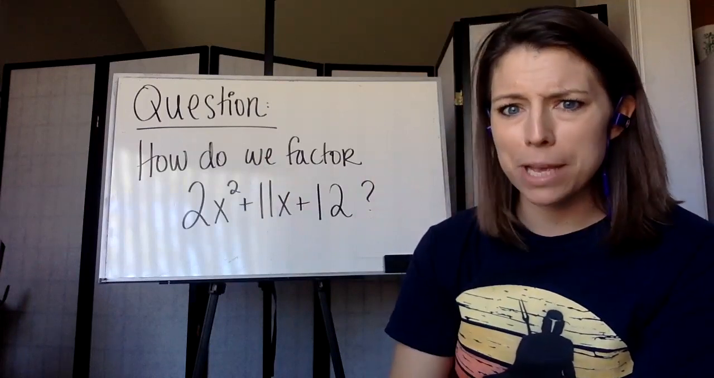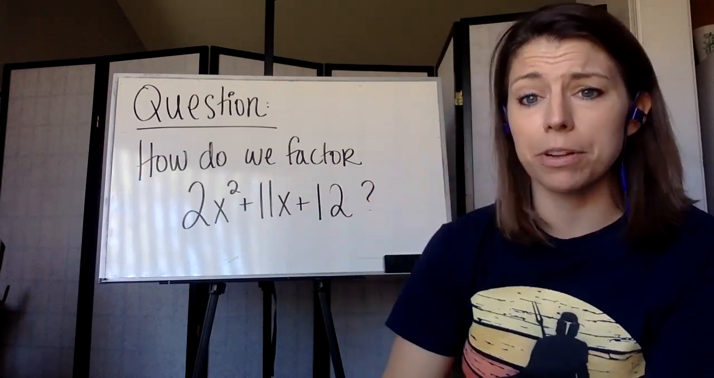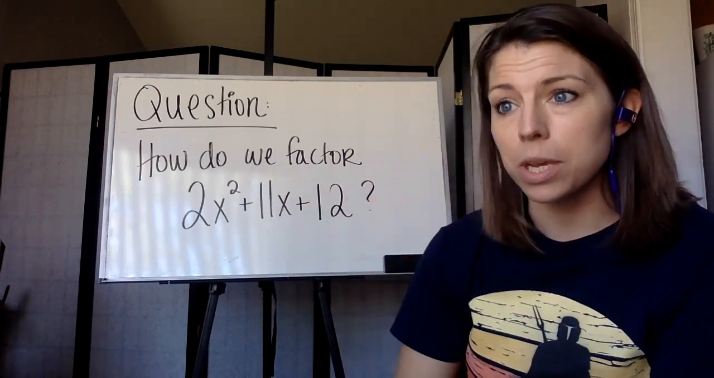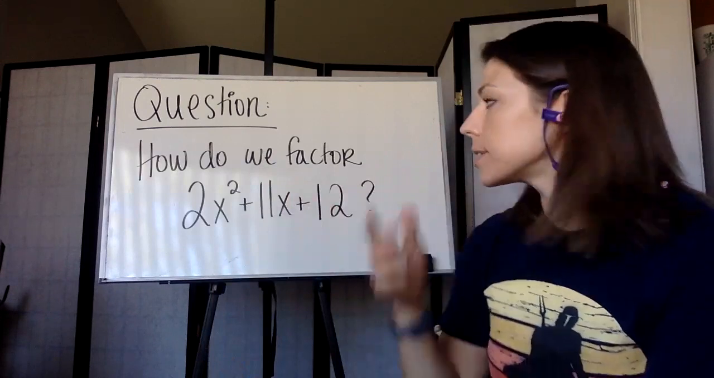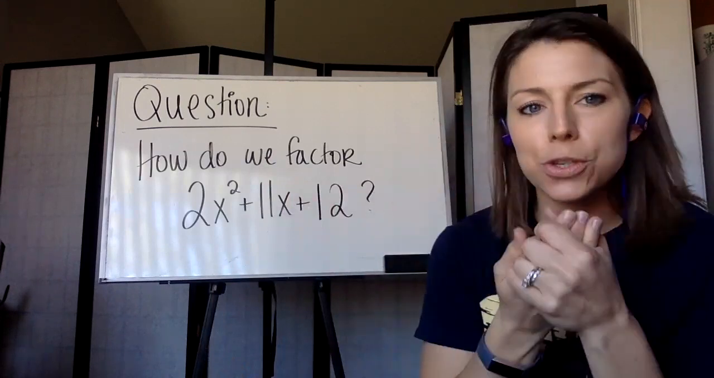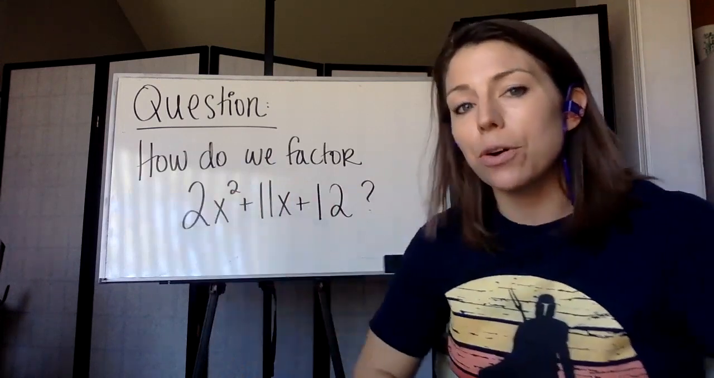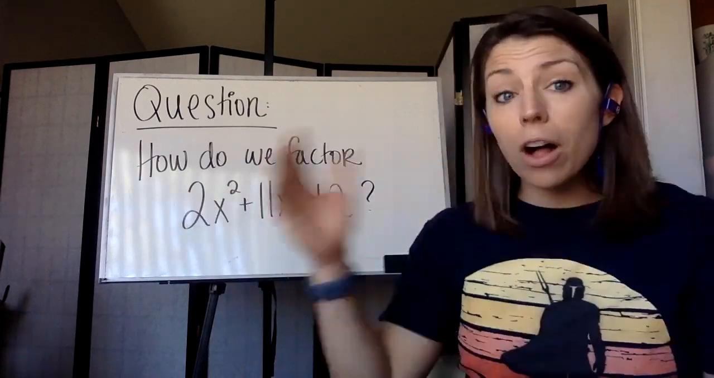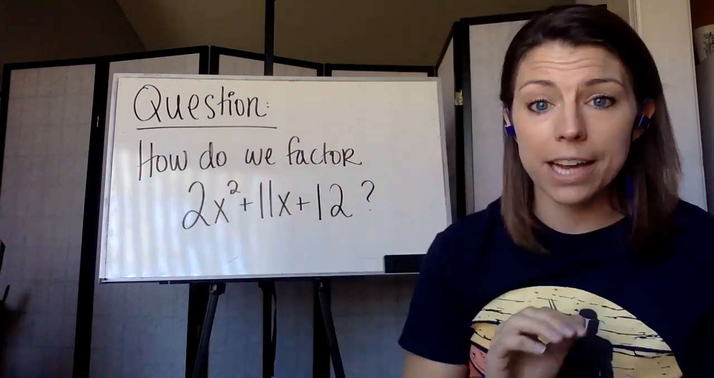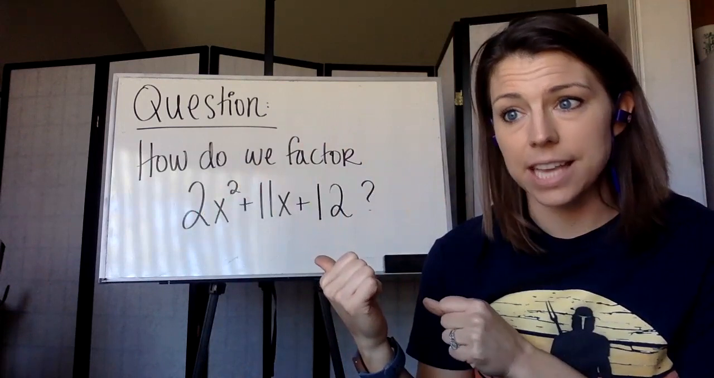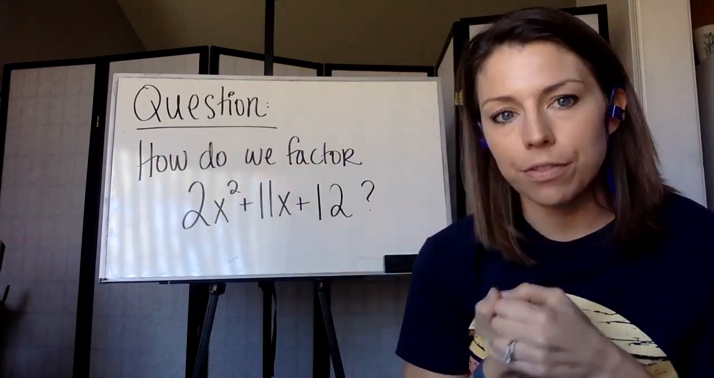Can't do factor by grouping because you need 4 terms to be able to factor by grouping, and this has 3. Let's try P's and Q's. Can't do P's and Q's because the leading coefficient isn't 1. So of all of the methods that we've learned for factoring, none of them work on this guy. So we need a different method.